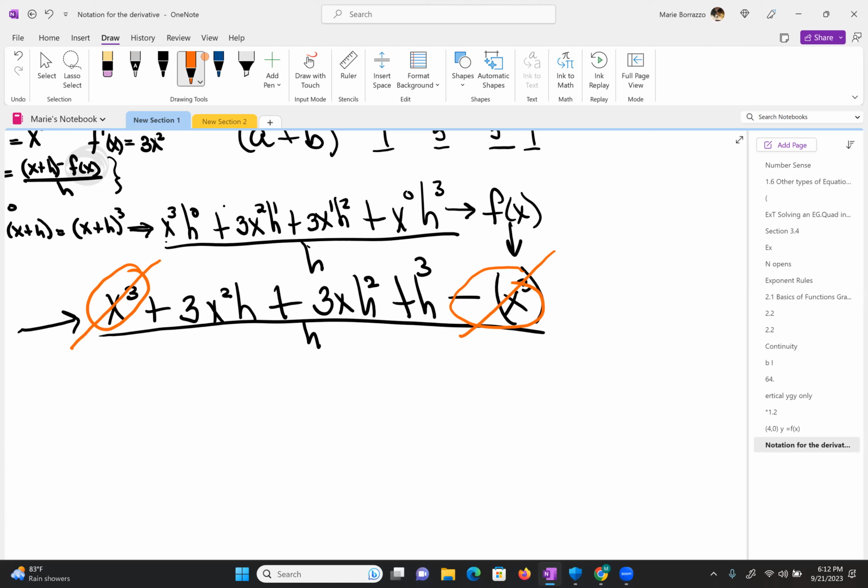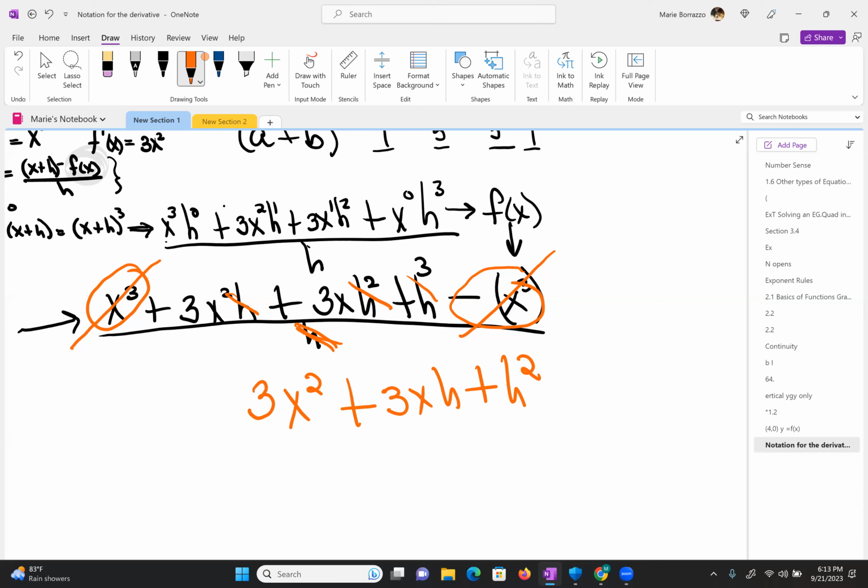And now, since there's really not much that we can consolidate, I could start reducing. I know that h goes into h once, leaving me the 3x squared. I know this h goes into h squared once again, leaving me plus 3xh. And once again, this h goes into h cubed to leave me with h squared.